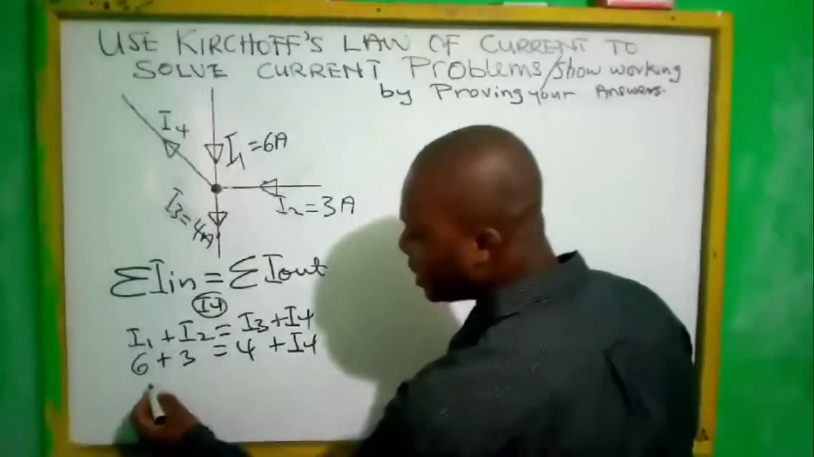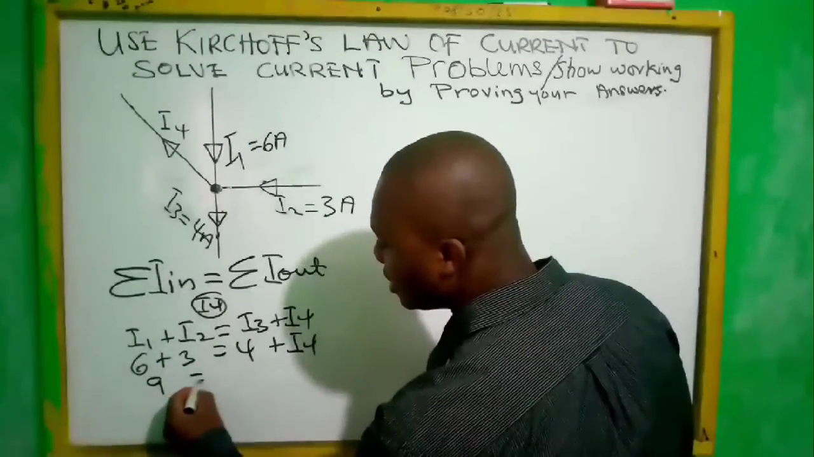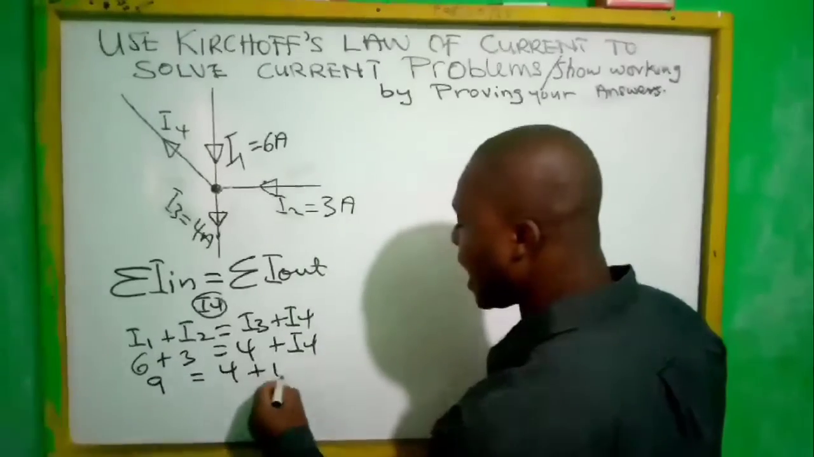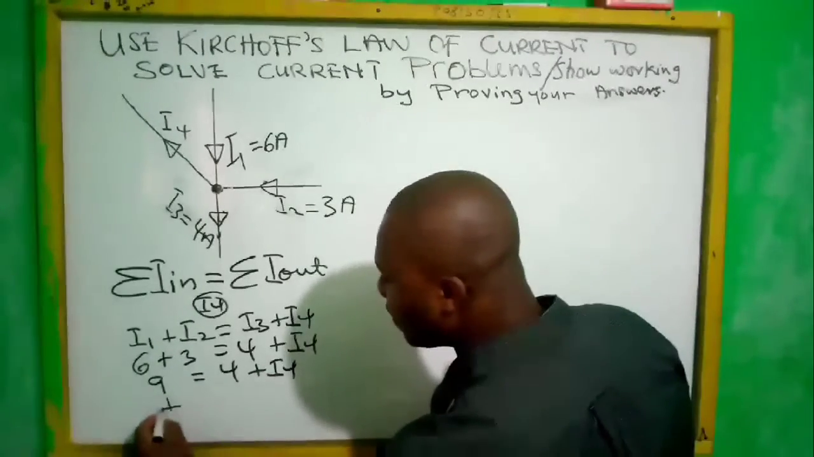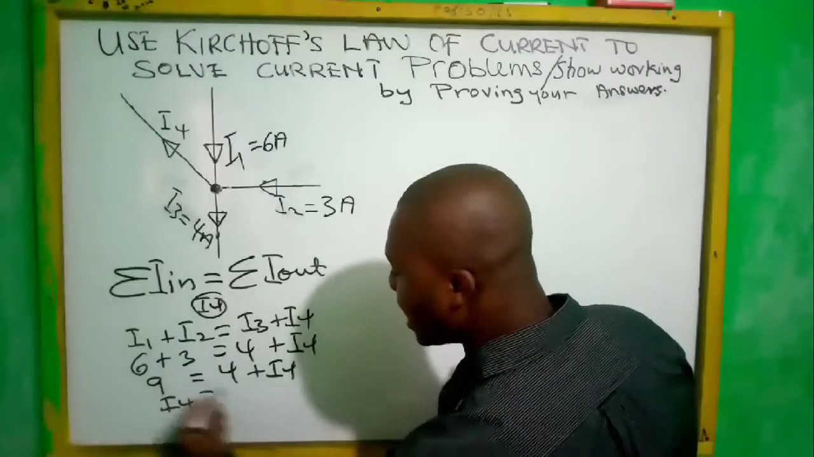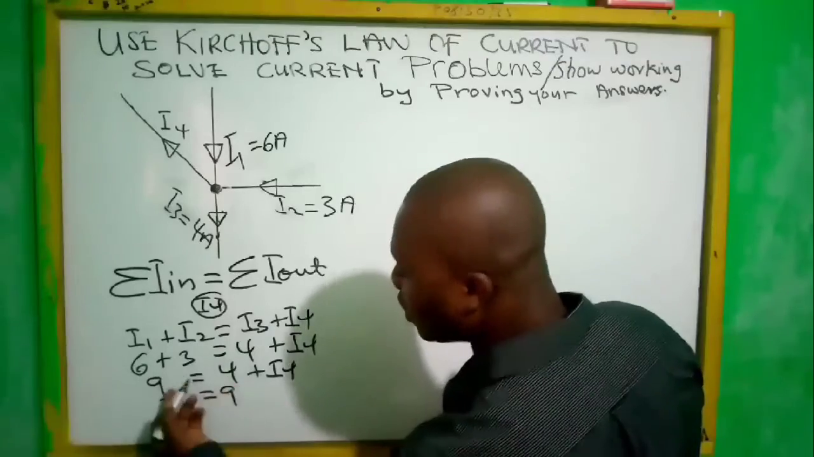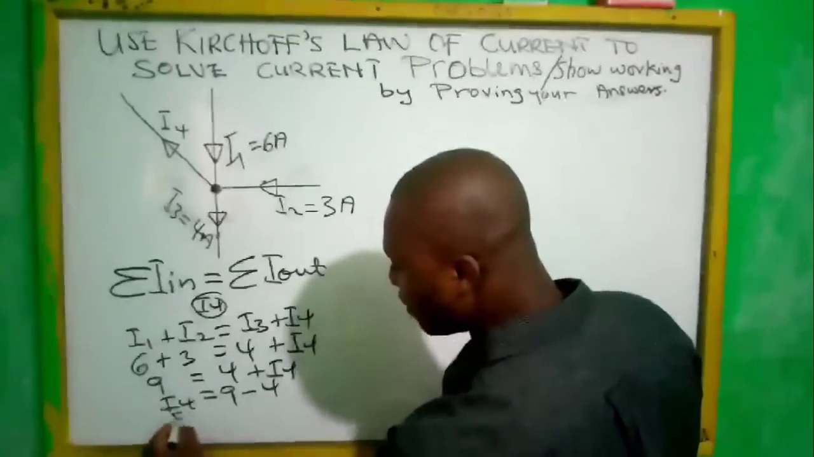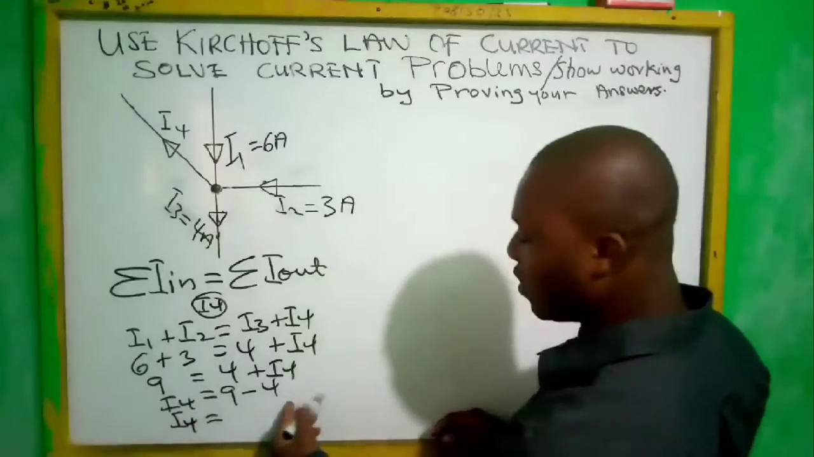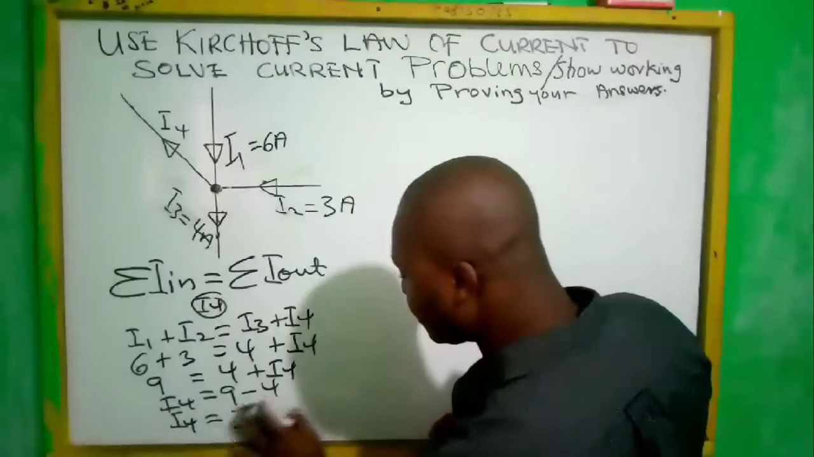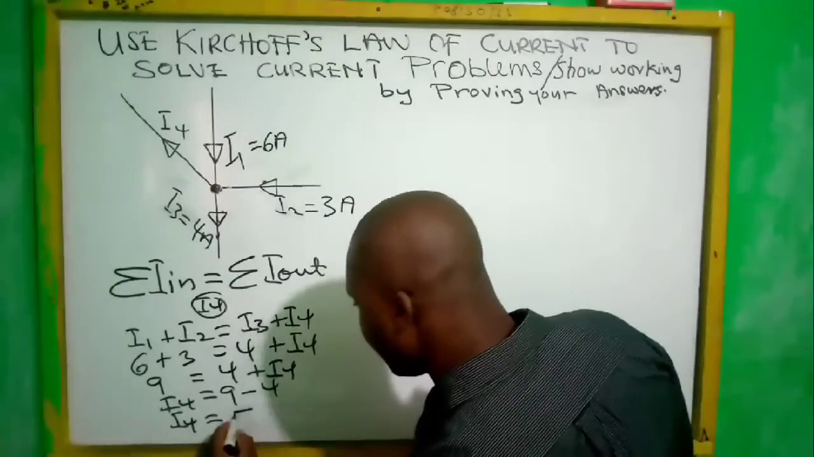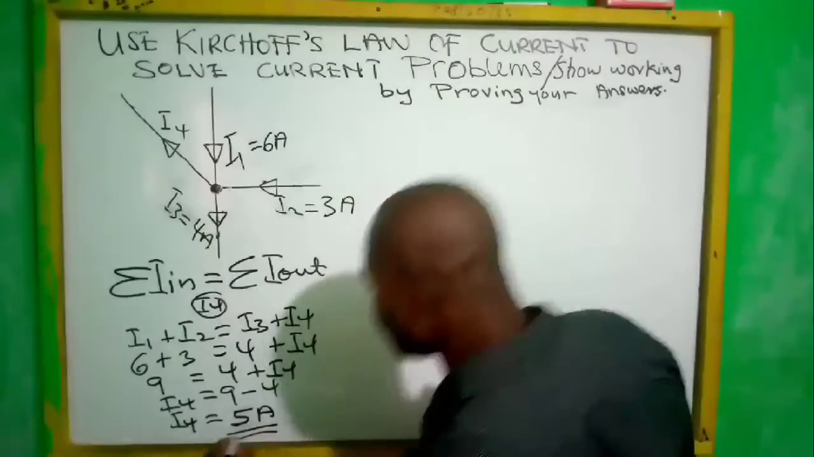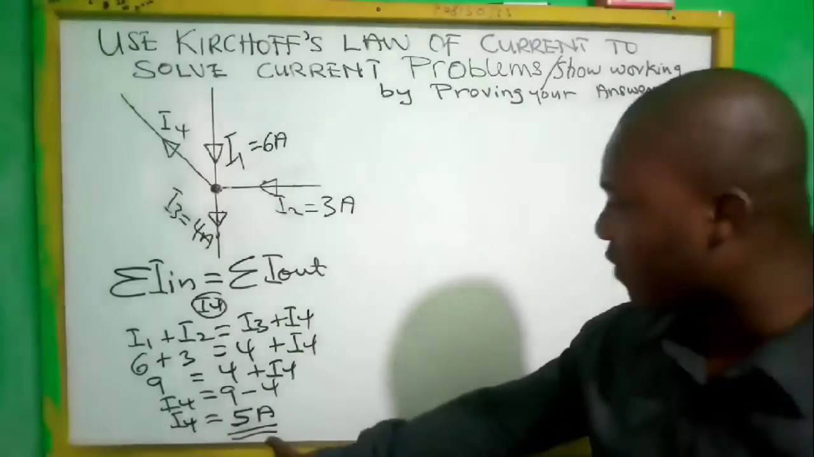So 6 plus 3 is 9. So we have 9 equals 4 plus I4. So I4 is equal to 9. When this 4 crosses the equal sign, it becomes minus 4. So I4 will give us 9 minus 4, which is 5 amps. So this becomes our answer for I4.